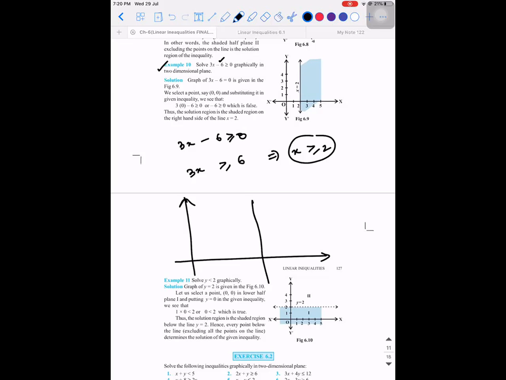Okay. So x is equal to 2, substitute 0, 0 in this. So this is the inequality x is greater than or equal to 2. Since equal to is there, I am drawing a continuous line. So substitute 0, 0 and see. It does not satisfy, 0 is greater than or equal to 2. Since it doesn't satisfy, you should shade it on the other side of the origin.